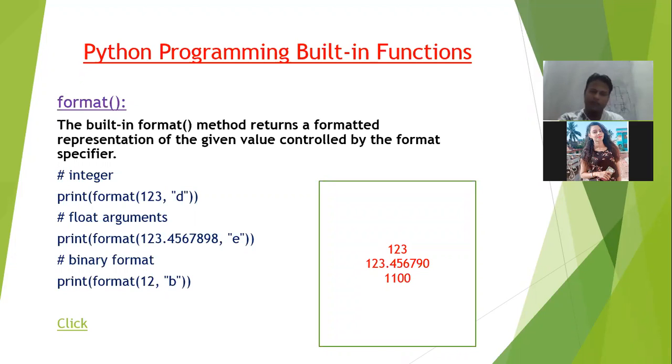Then the format method. Format is a built-in method. It returns a formatted representation of the given value. So here we are passing 1, 2, 3, D. So it is converted into the integer format. E for exponential format, B for binary format. Now what formats are there? Let's check.